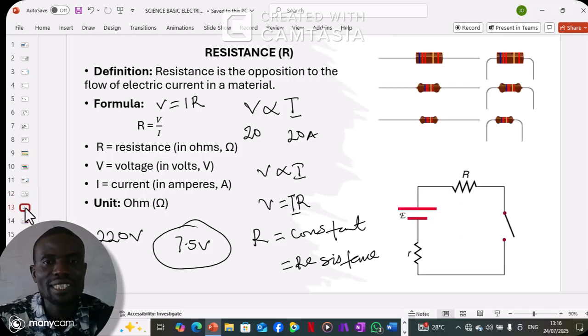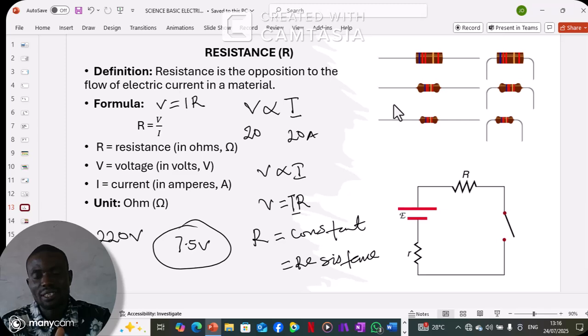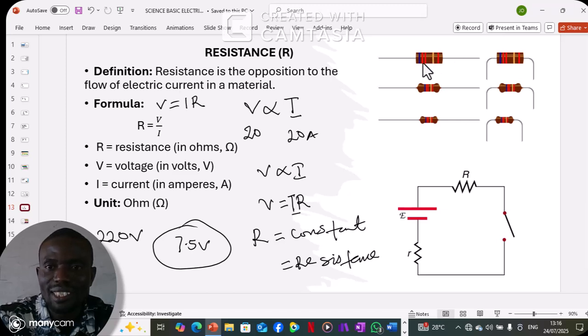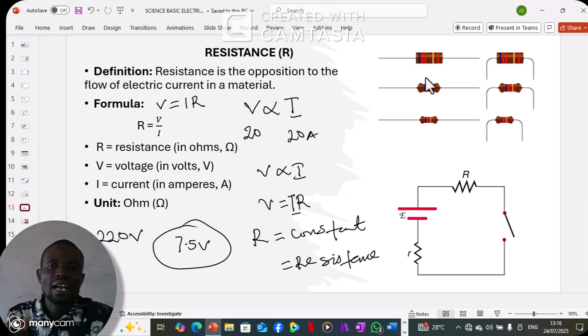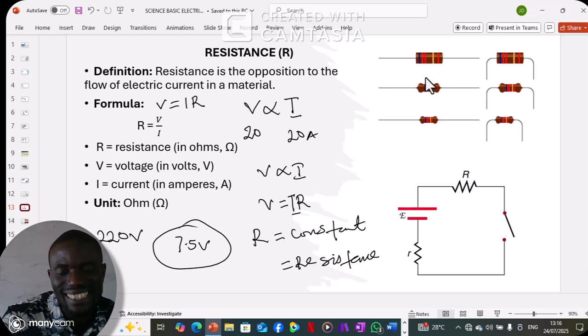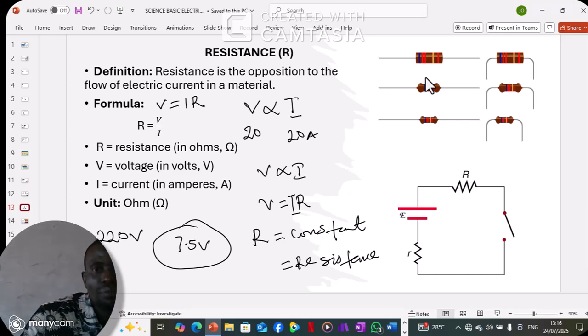Now, you have resistance. Resistance is an opposition to the flow of electric current in a material. And the material that does that is called a resistor. So in a circuit, if I want a particular quantity of electricity to get to a particular part of the circuit, I will use the appropriate resistor that will help me to resist and give me the value of current that I need in that part of the circuit.